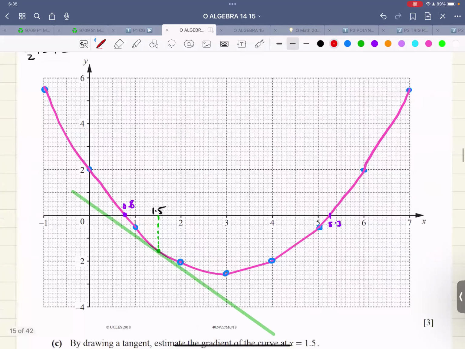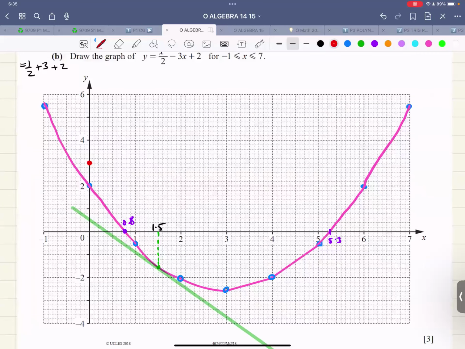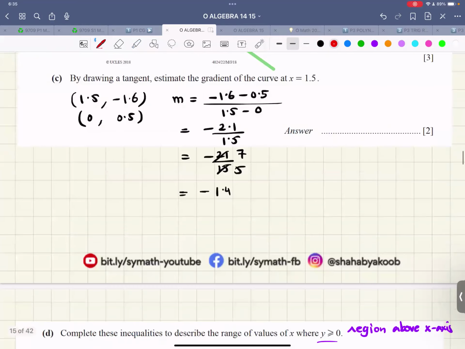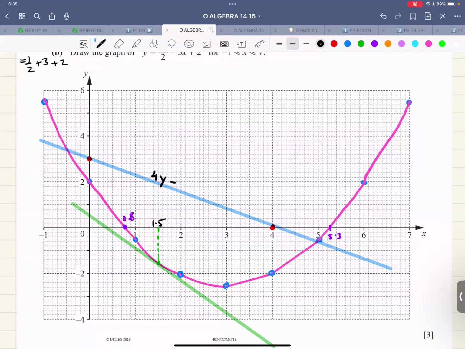(0, 3) is this point. And (4, 0) is this point. And let me draw a line through these 2 points. So let me use the blue color over here. Approximately like this. Okay, so this is the line. Let me label it: 4y plus 3x is equals to 12. That's the line. Now, I have this gut feeling that they would be talking about the points of intersection.